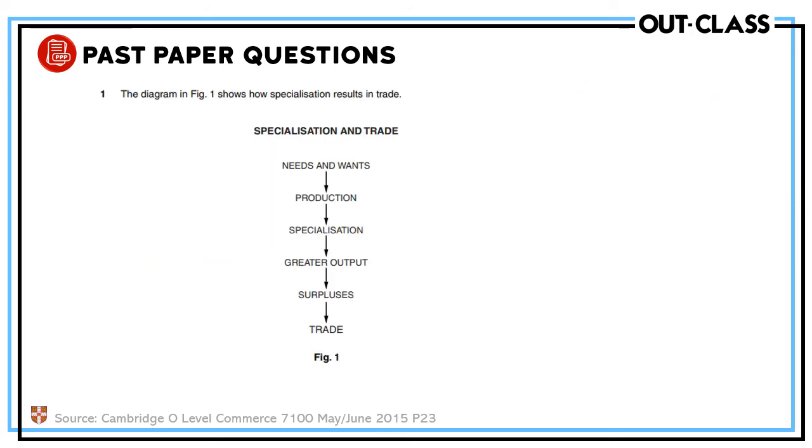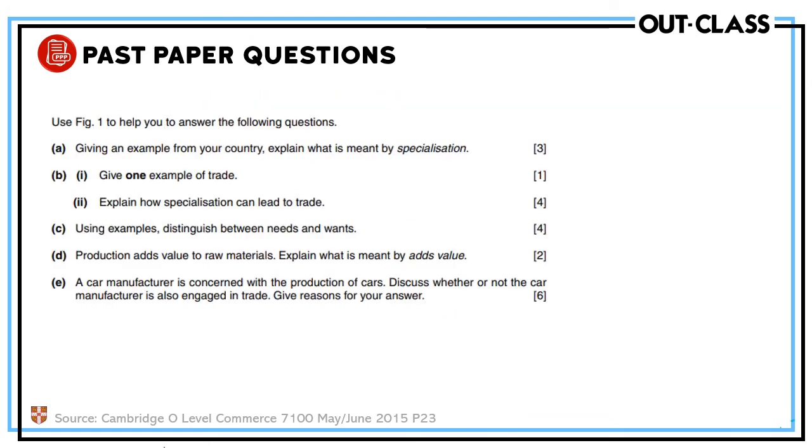All right, the diagram in figure 1 shows how specialization results in trade. So we have needs and wants, then production, then specialization, greater output, surpluses, trade. Figure 1. Use figure 1 to help you answer the following questions. A. Give an example from your country. Explain what is specialization. This is for 3 marks.